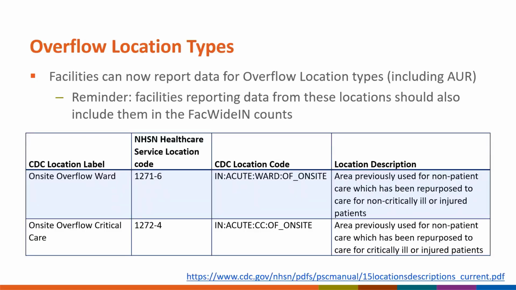Facilities now have the option to report 2 new overflow locations: the on-site overflow critical care and on-site overflow ward. As a reminder, facilities reporting data from these locations should also include them in the facility-wide counts. Details such as the NHSN location code, CDC location code, and location description can be found in Chapter 15 of the AUR protocol. There is a link to this document in the slide for your convenience. Thank you. Next up is my colleague, Amy.